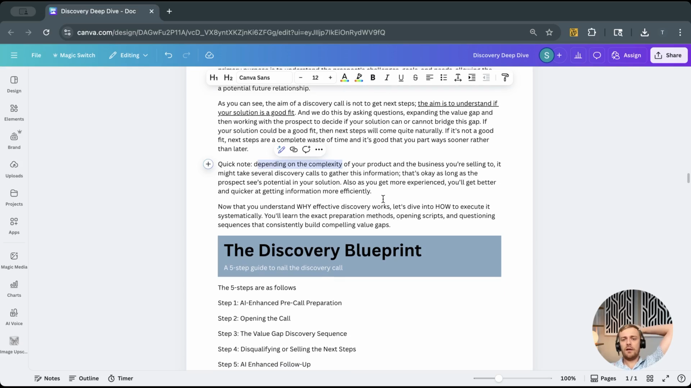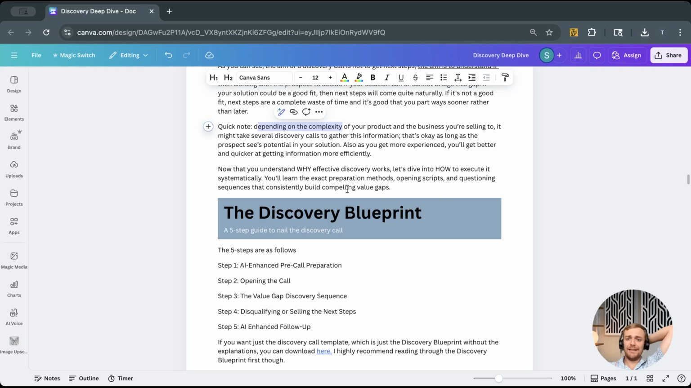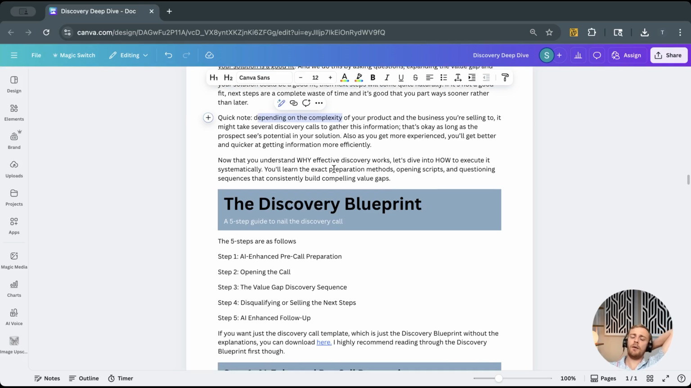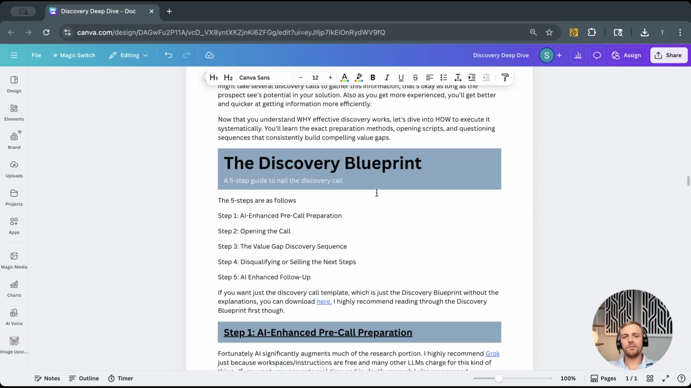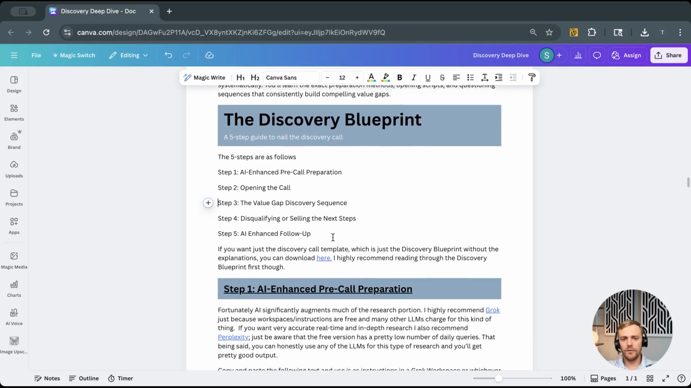Okay, now you understand why effective discovery works. Let's actually dive into how to execute it. You'll get basically the exact prep methods, opening scripts, and so on, that help build compelling value gaps. Okay, 5 steps. AI enhanced preparation call. Thank God for AI. It makes it easier, just as long as it doesn't actually replace us all. Opening the call, the value gap discovery sequence, disqualifying or selling next steps, and then AI enhanced follow-up. Okay, and we'll go through these steps.